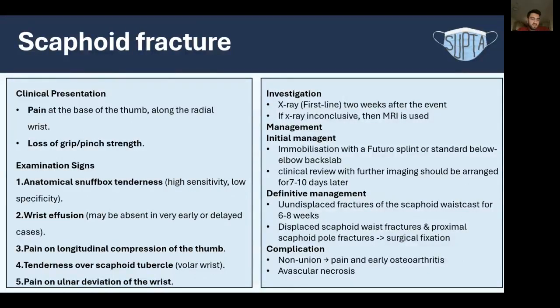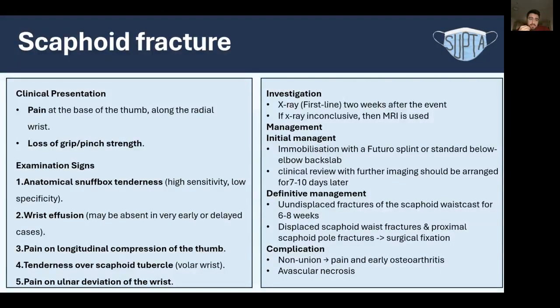You may get wrist effusion. You may have pain on longitudinal compression of the thumb, tenderness over the scaphoid tubercle, and pain on ulnar deviation of the wrist. Investigation again is X-ray, first line, 2 weeks after the event. And then if the X-ray is inconclusive, you may also order an MRI. But essentially, you would have to leave it for 2 weeks and let the patient know why you're doing that, so that they make sure they attend their next X-ray.